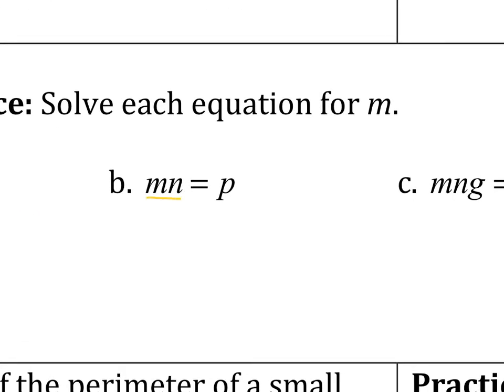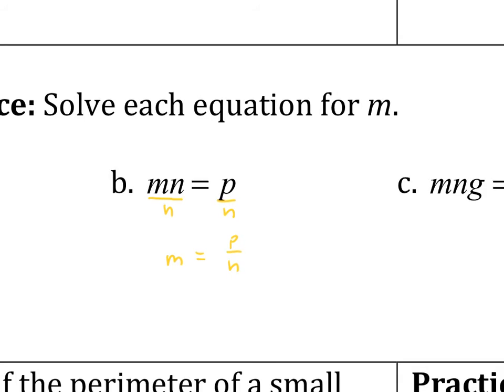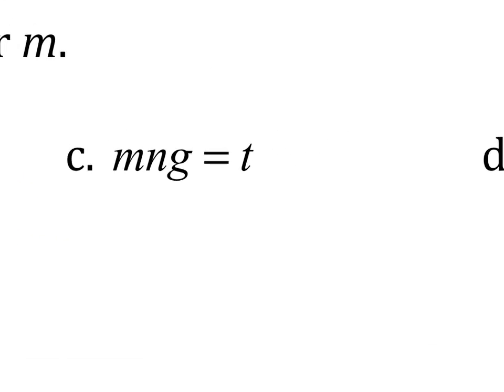Now, over on part B, what we need to do is subtract N from both sides, as we see here. And then we write what we see. M equals P over N. Done.